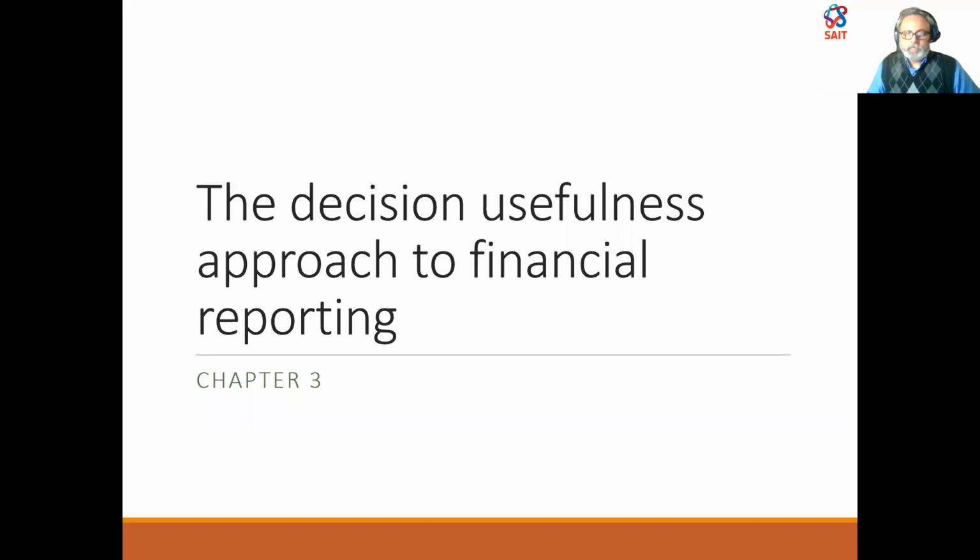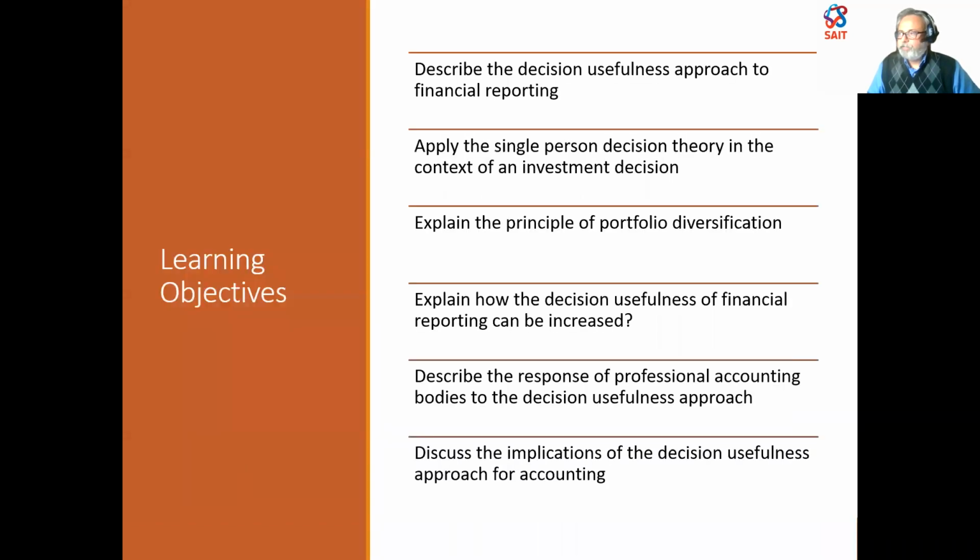So the learning objectives that we have here include a description of what it means to apply the decision usefulness approach, how we apply this theory to a single person in the context of an investment decision. We will talk about the principle of diversification. Can we increase the decision usefulness of financial reporting? And if so, how? How have professional accounting bodies responded to the decision usefulness approach? And what are the broad implications of this approach for us in accounting? Those are some of the things we'll be looking at.